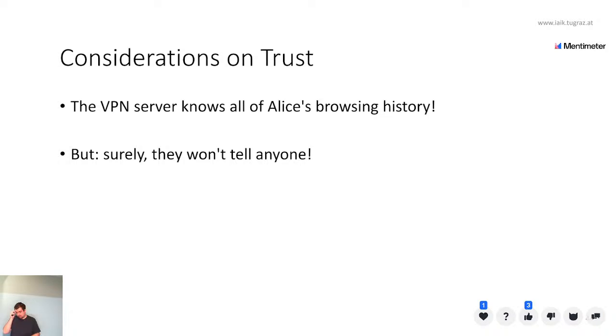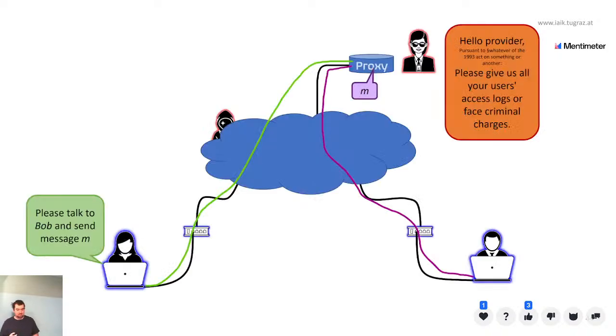I'm going to cut to the chase. It says on the slides, but surely they won't tell anyone. Of course they will tell somebody, that's the point. We have talked about this in the first lecture. The power of law enforcement is scary indeed. Somebody can just show up on the proxy provider's doorstep and say, pursuant to whatever act, either you give us all of the access logs pertaining to Alice, or we're going to sue you. Faced with criminal charges, it turns out that many VPN and proxy providers are suddenly discovering logs that they were very sure they didn't keep.